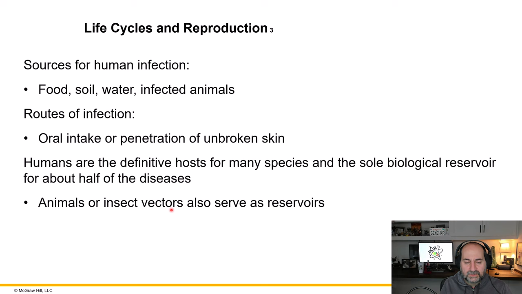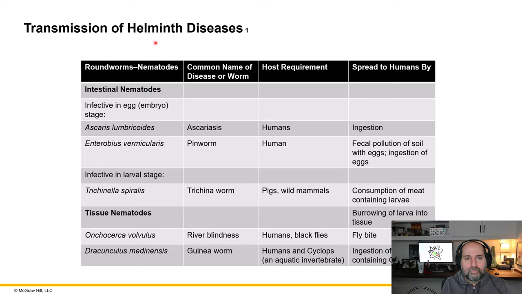And here are some worm-associated diseases or helminth diseases. I'm not going to go through all of these, but be aware that there are nematodes or roundworms that cause disease. You may have heard of some of these, like trichinella, which you can pick up from consuming undercooked pork.